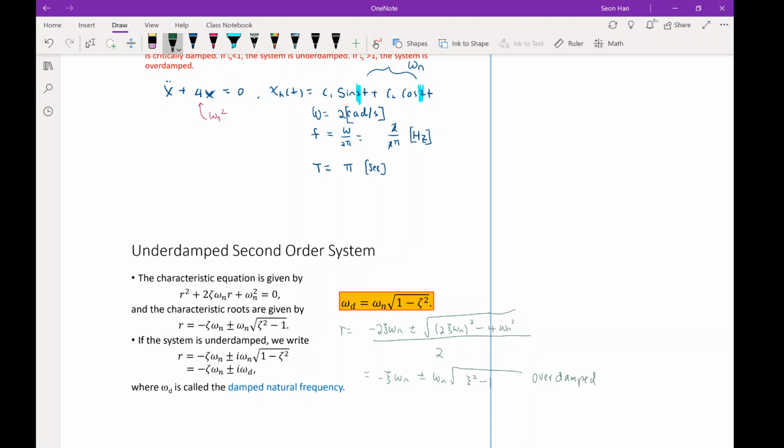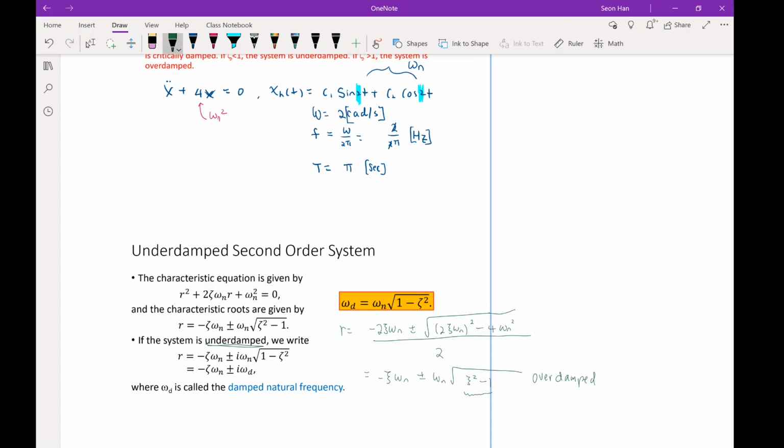But for an underdamped system, you see the number right there inside of the square root. For the underdamped system, that number is less than 0. It's a negative number. So for the underdamped system, we take the negative square root of negative 1 out, so we get plus or minus i, the imaginary number i, times omega n times the square root of 1 minus zeta squared.